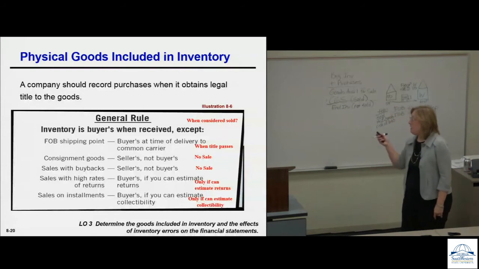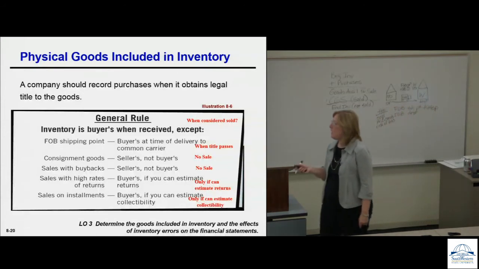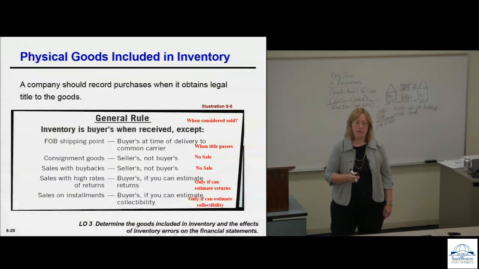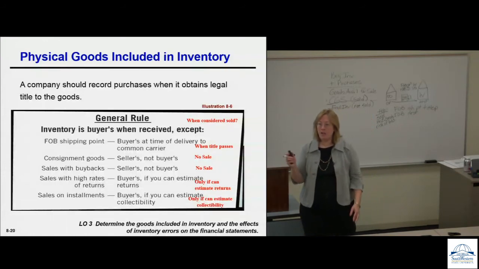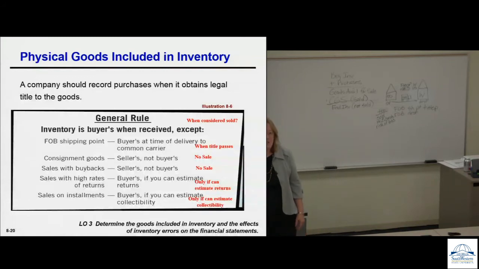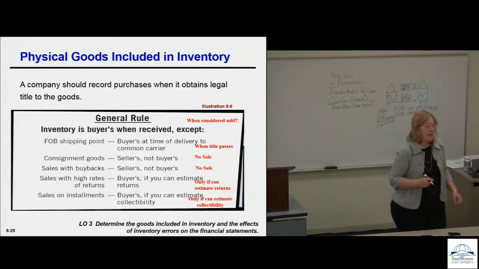All right, now let's look at the next case. Sales with high rates of return. What are we talking about here? A lot of people buy the stuff and then a lot of times they bring it back. So I think Jonathan might have read in the book a little bit. The example of this, do you recall? No, okay. It is a situation where people buy and bring back a lot of the stuff, like in the bookstore.